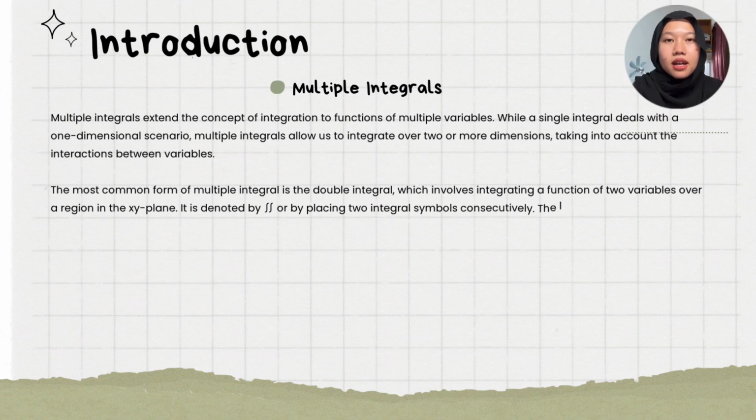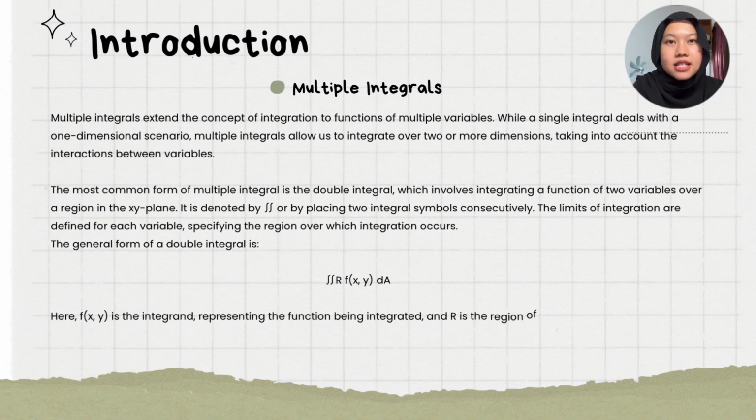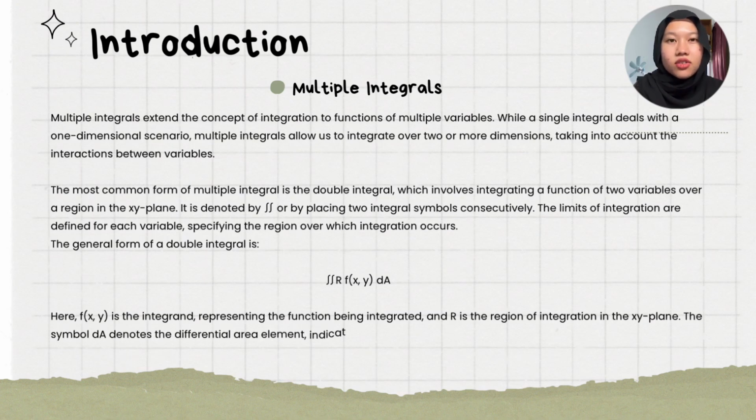It is denoted by a double integral, placing two integral symbols consecutively. The limits of integration are defined for each variable, specifying the region over which integration occurs. The general form of a double integral is double integral f(x,y) dA. Here, f(x,y) is the integrand representing the function being integrated, and R is the region of integration in the xy plane. The symbol dA denotes the differential area element, indicating that the integration is performed with respect to both y and x.